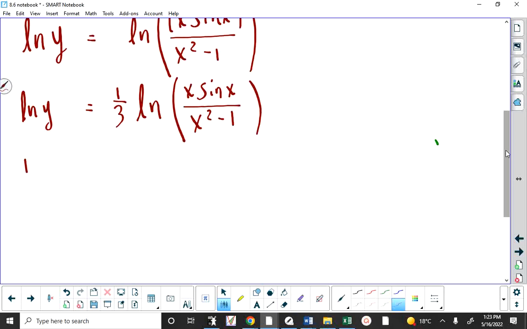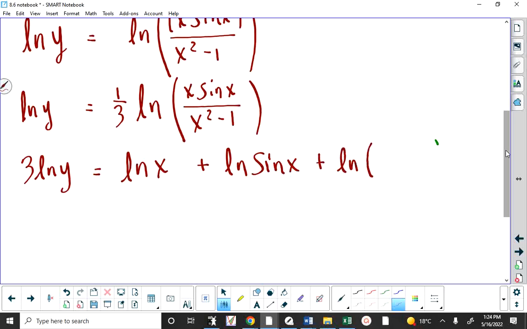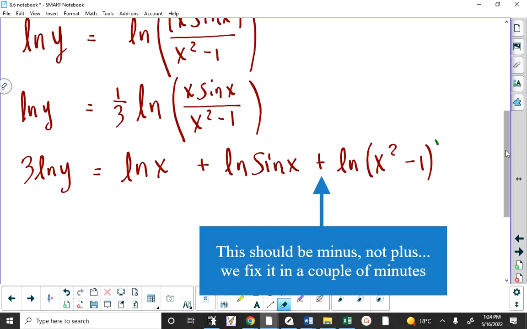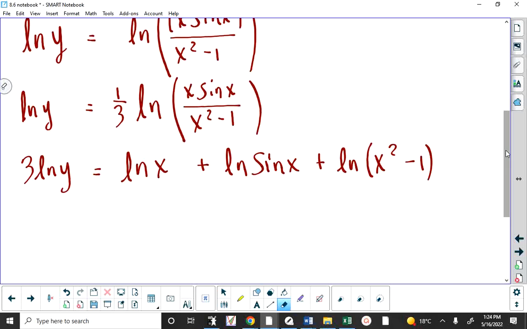So now I have 1 ln y times 3. I'm going to get 3 ln y equals ln of x plus ln of sine of x plus ln of x squared minus 1. And to me, that's nicer. Now, I haven't differentiated anything yet, right?